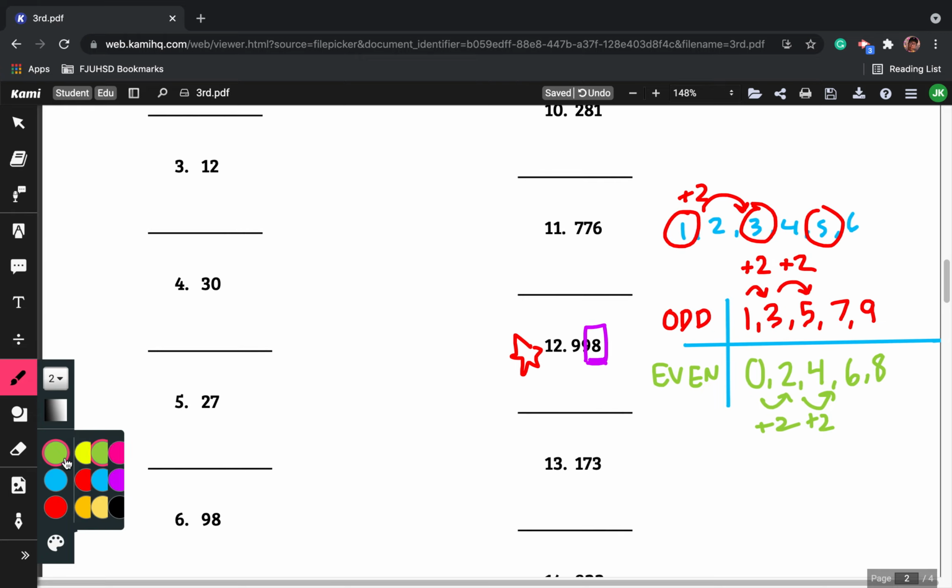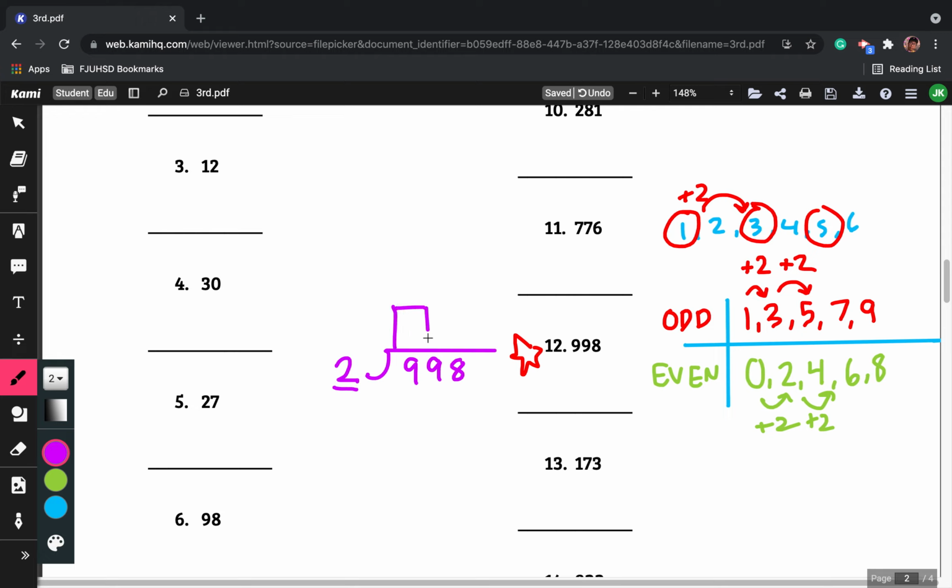Okay, another way to find if a number is even or odd is to divide by 2. For example, let's do this method. So 998 divided by 2. This number goes inside the divisor and 2 goes outside. And since this has only one place value, we start on this place value, only one place value. If it's like 12, then we start here.